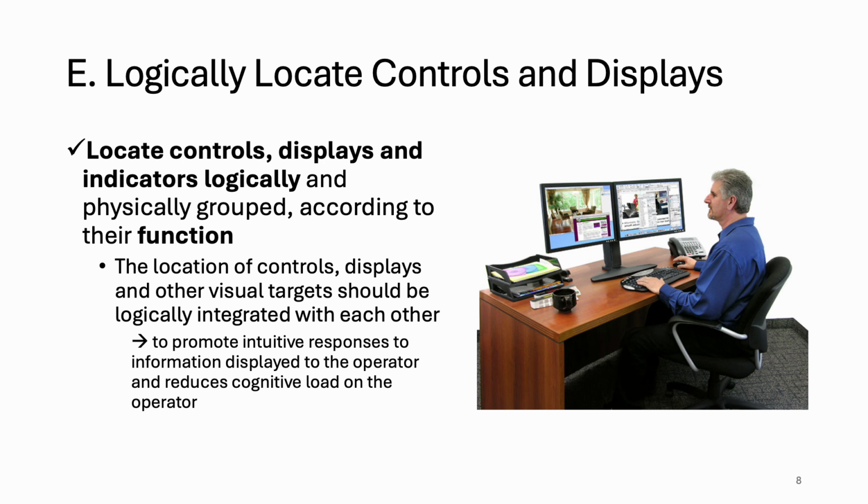The fifth principle is to logically locate controls, displays, and indicators according to their function. The location of controls, displays, and other visual targets should be logically integrated with each other to promote intuitive responses to information displayed to the computer user. This will reduce the cognitive load on the computer user.